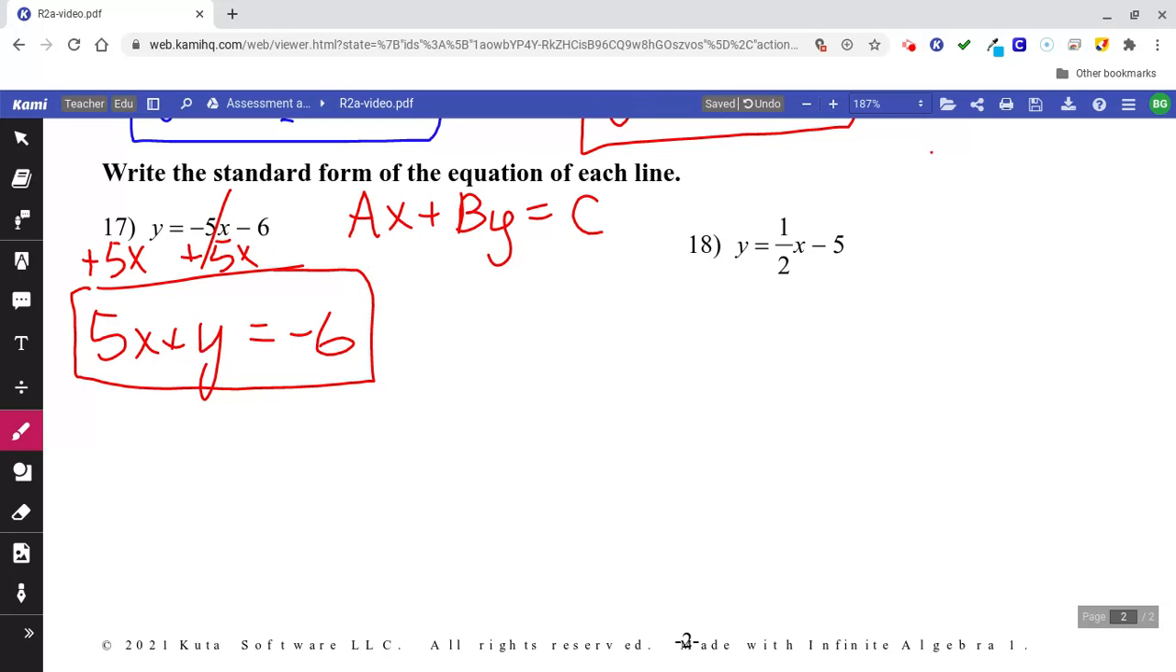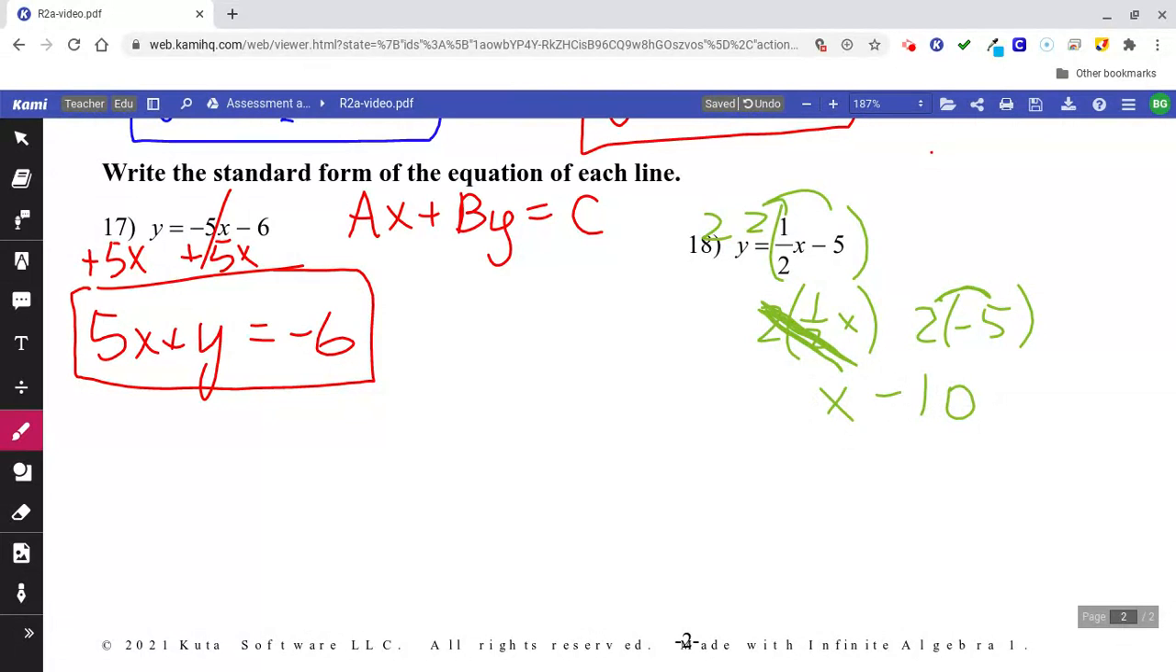I'm going to use my fraction trick again to get rid of the fractions. All right, but you got to be careful, because when you distribute, you'll have 2 times 1/2 x, and then you'll have 2 times -5. So even though we're canceling out the fraction here, it does not cancel here, and so just be very careful with that. My fraction trick is going to say 2y equals x minus 10.